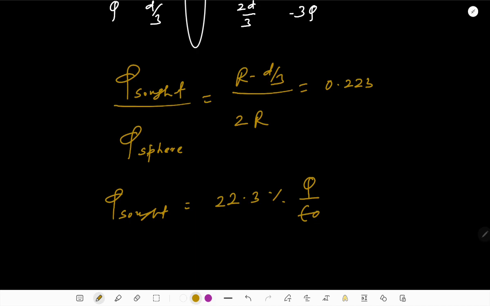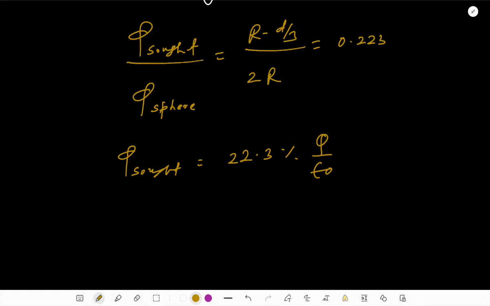In a similar manner, you can find the flux passing due to the charge minus 3q, and you simply need to add them. In the end you are going to get the result that the total flux due to both the charges q and minus 3q passing through this disk is going to be 0.523 q by epsilon naught. You can check yourself.